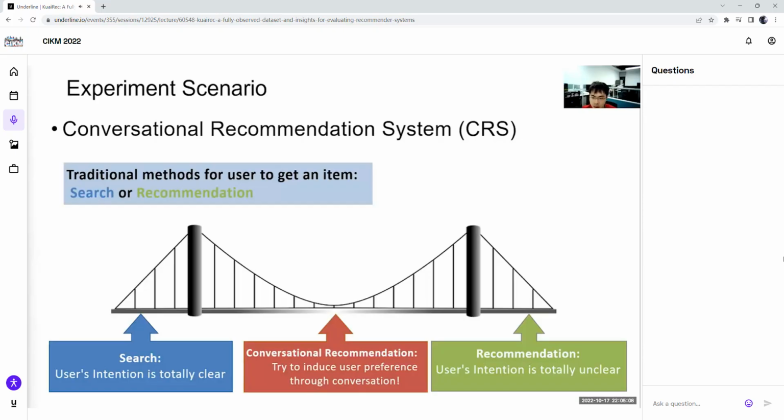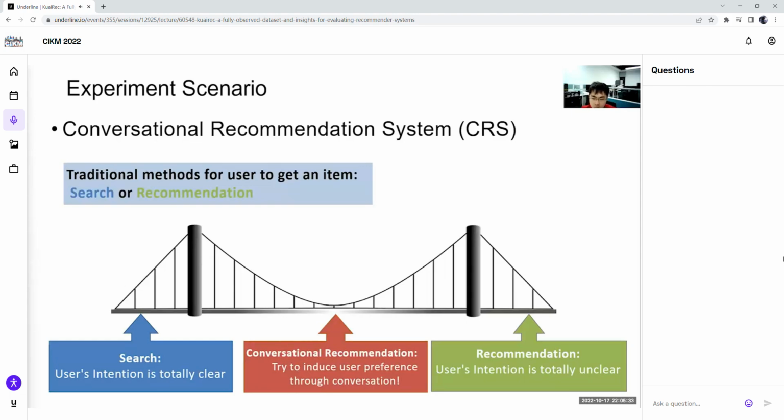The search engine aims to accurately retrieve the items according to the user's instruction. On the other side, in most recommender systems, the user's intention is obscure and unclear. The recommendation system needs to estimate the user's preference and intention. So conversational recommendation can be a bridge here, connecting search and recommendation.